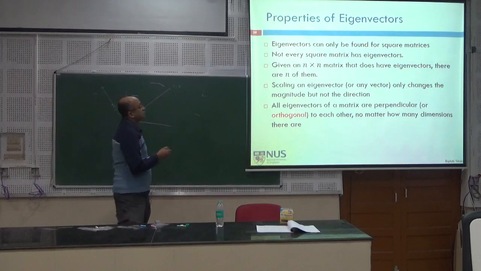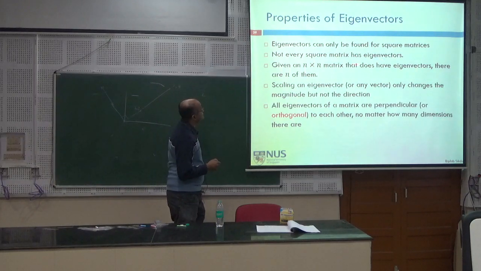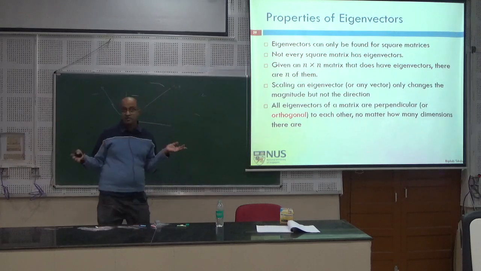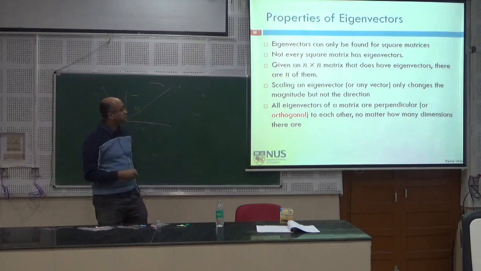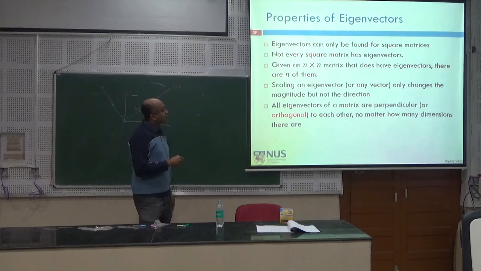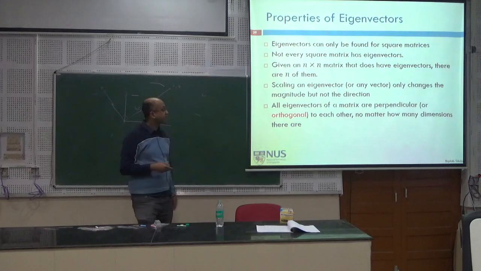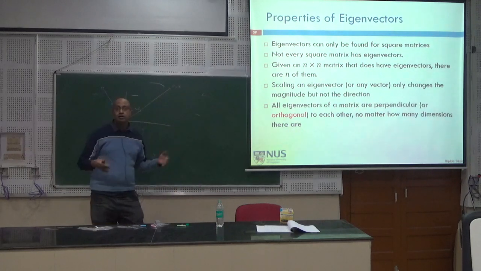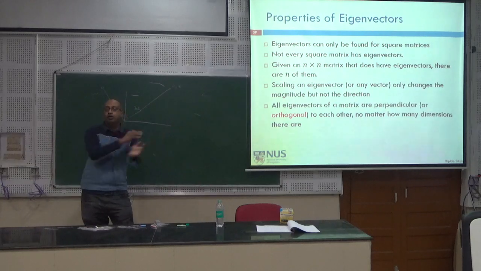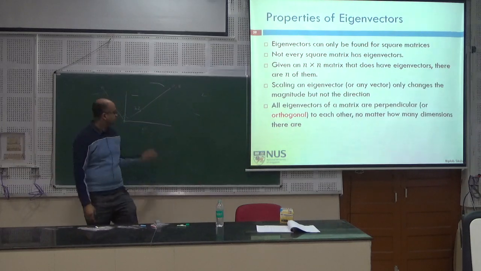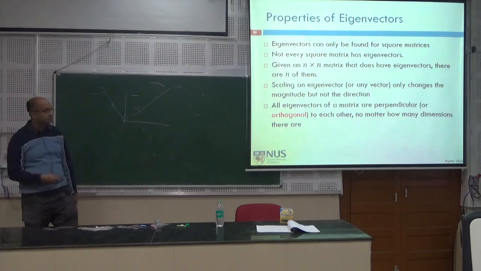And there are some specific properties. You can only find them for square matrices, but not all square matrices have eigenvalues and eigenvectors. There's some special things that you need to have. And if a matrix does have eigenvectors, there will be n of them. In an n by n matrix, you will have n of those. And this will only change the magnitude but not the direction. All the eigenvectors will be perpendicular or orthogonal to each other, no matter how many. Even if you have n of them, all n will be mutually orthogonal. So in this example, it is 2-dimensional, and so on.